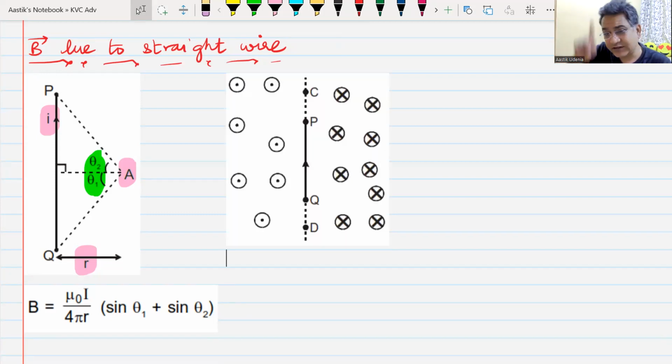If the point is on the right and the current is going up, the magnetic field will be going inside. If the point is on the left, the magnetic field will be coming outside. Yes or no? Yes, sir. Looking at this point C and this point D, what will be the magnetic field at point C or D? Zero, sir. Why is it zero? Because sine theta is equal to 0, or theta may be equal to 180 degrees depending on how you are looking at it. Do we get this?